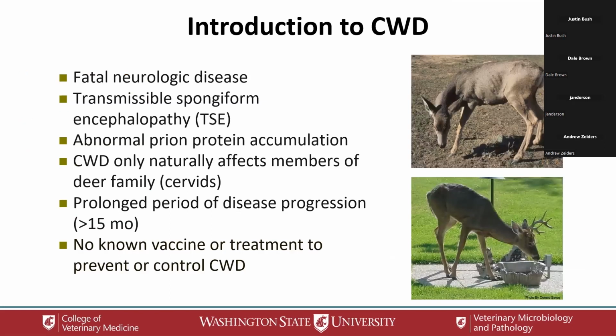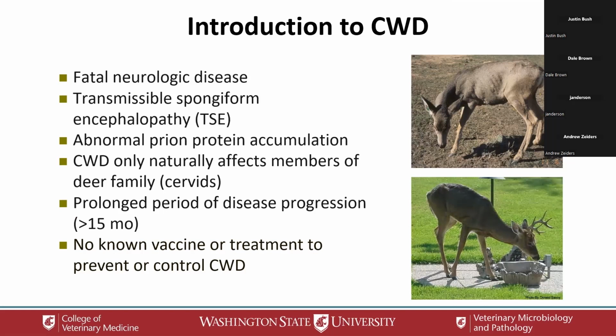It is a fatal neurologic disease. Recovery is not known to occur. It's in the family of diseases called the transmissible spongiform encephalopathies, or TSEs. Other diseases in that family include scrapie in sheep and bovine spongiform encephalopathy, or mad cow disease. And these are diseases that are not caused by a bacteria or a virus or a parasite or a fungus. It's caused by an abnormal conformation of a prion protein.